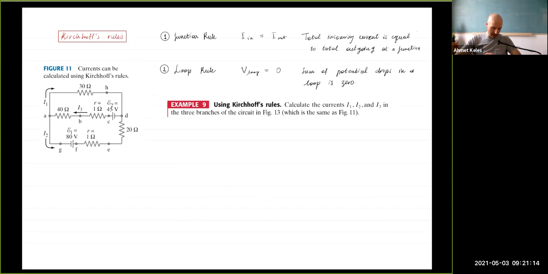So first, the junction rule. There's a junction here, and there's I1, there's I3, and there's I2, right? I3 is coming in, and it's going to 2 branches. So what this means is I1 plus I2 should be equal to I3.